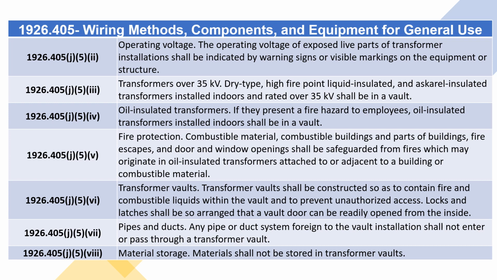1926.405 J5-5. Fire protection. Combustible material, combustible buildings and parts of buildings, fire escapes, and door and window openings shall be safeguarded from fires which may originate in oil-insulated transformers attached to or adjacent to a building or combustible material. 1926.405 J5-6. Transformer vaults. Transformer vaults shall be constructed so as to contain fire and combustible liquids within the vault and to prevent unauthorized access. Locks and latches shall be so arranged that a vault door can be readily opened from the inside. 1926.405 J5-7. Pipes and ducts. Any pipe or duct system foreign to the vault installation shall not enter or pass through a transformer vault. 1926.405 J5-8. Material storage. Materials shall not be stored in transformer vaults.